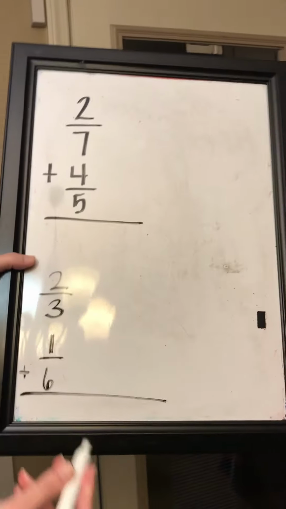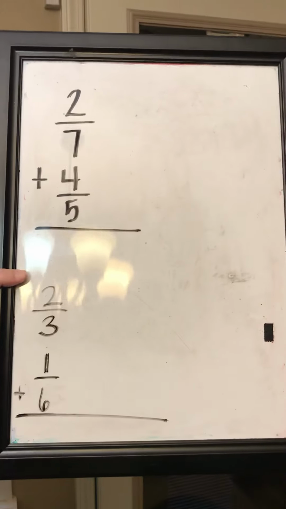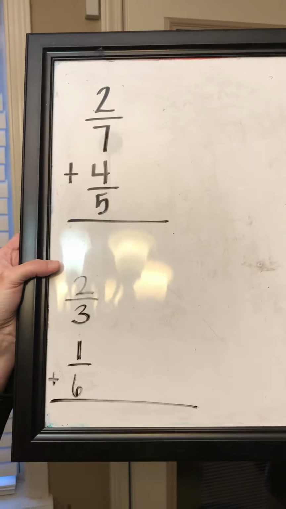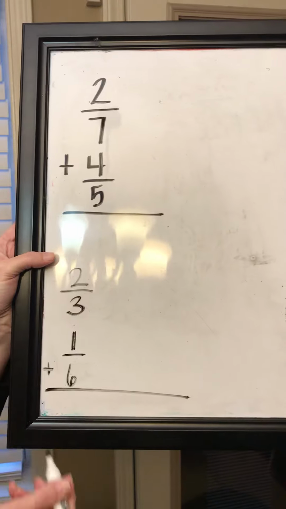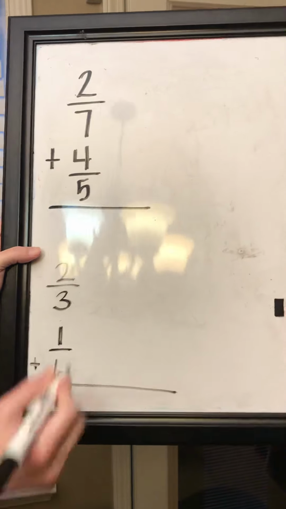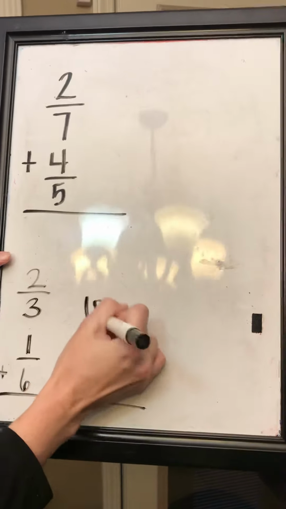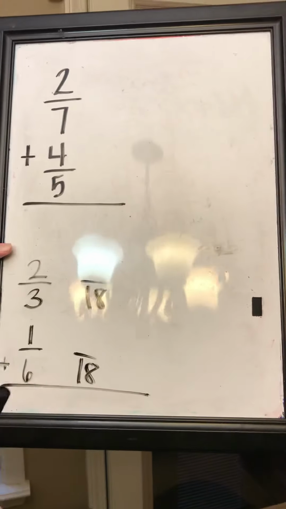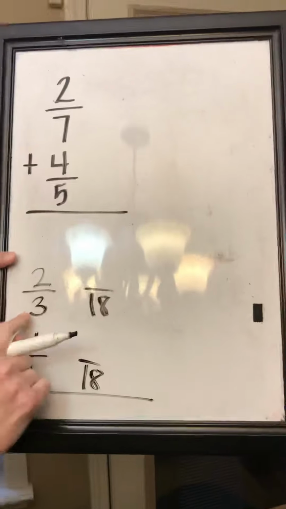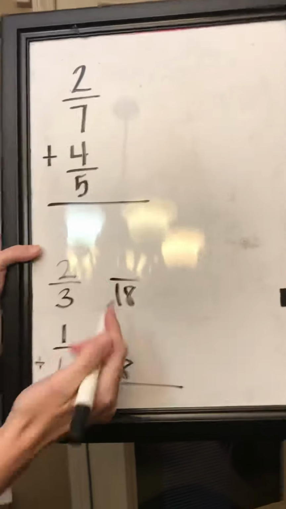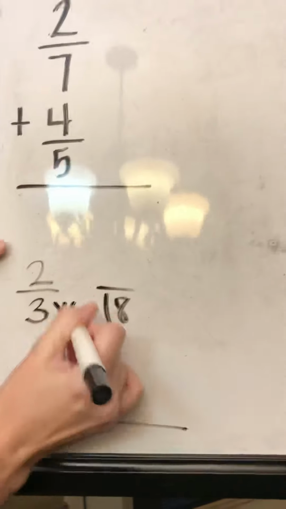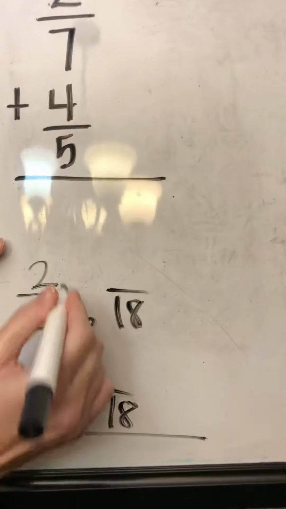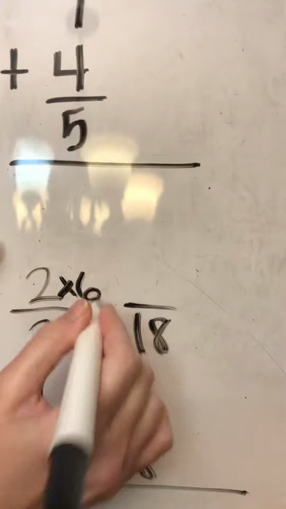All right, so let's get back to the problem. So one way that we can solve this is by finding the product of the denominators. That always works, and that'll give us a common denominator. So if I do 3 times 6, I get 18 as my common denominator. And remember, whatever we do to the denominator, we have to do to the numerator. So I'm going to ask myself, 3 times what gives me 18? So 3 times 6 gives me 18. So I have to multiply the numerator by 6 also.